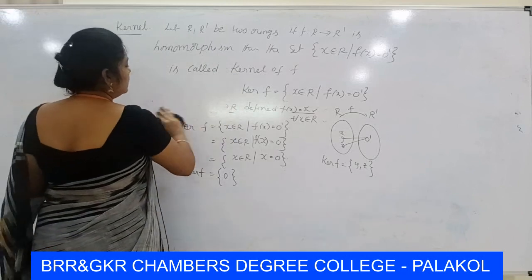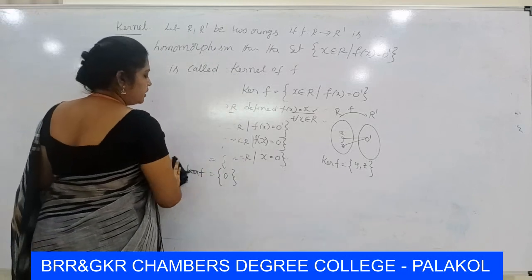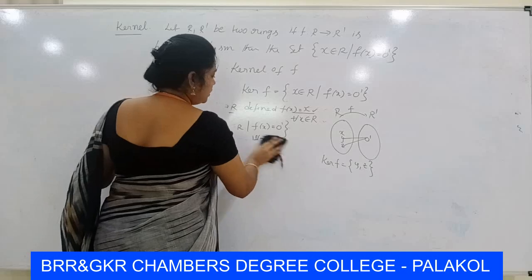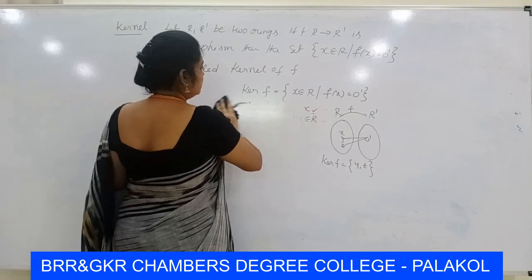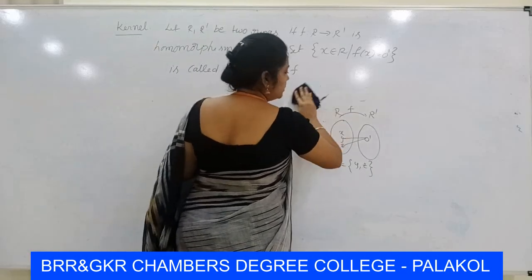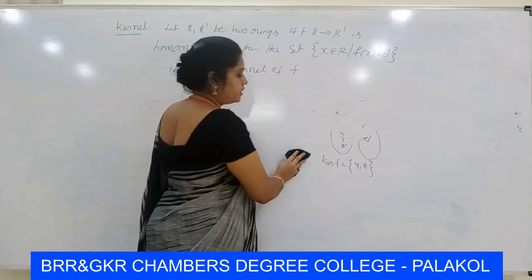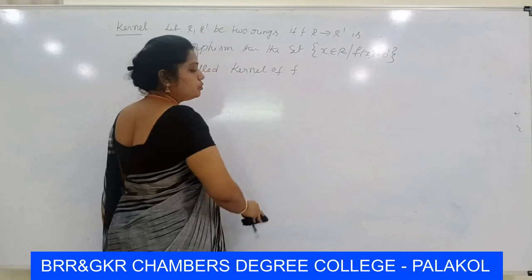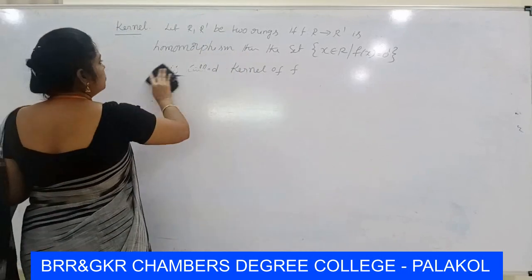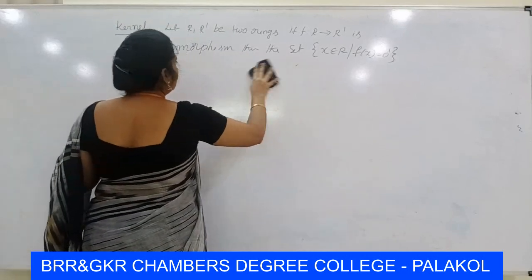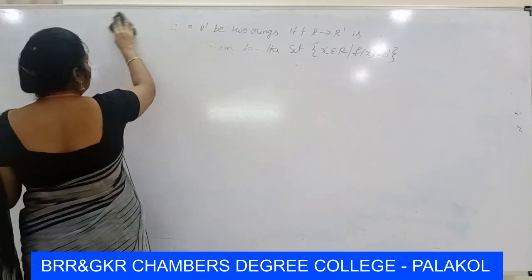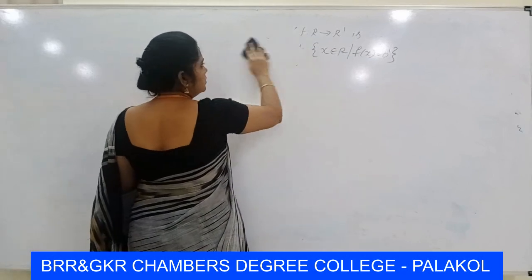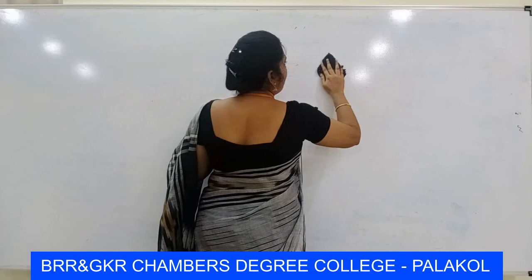Now I will explain the theorem on the kernel of the homomorphism. Let R, R dash be two rings. The statement is that if F maps R to R dash is a homomorphism, then kernel F is an ideal of R.